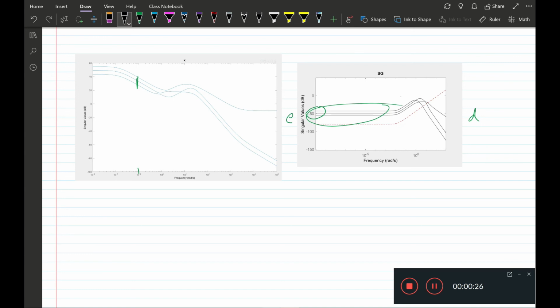And now that's it. That's all I wanted to present for this problem. You should now go ahead and try to tune the controller and experience for yourself the trade-off that we have between good tracking performance and good input disturbance rejection. So that's it for this problem. Thanks a lot.